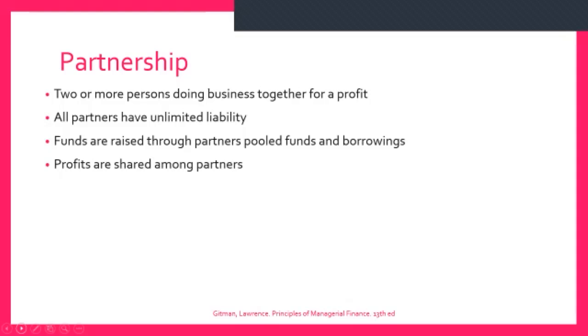Profits are shared among partners, and this is determined before setting up or before registering. How will profits be shared? Would it be proportionate, meaning according to how much you bring in, or would it be shared equally?